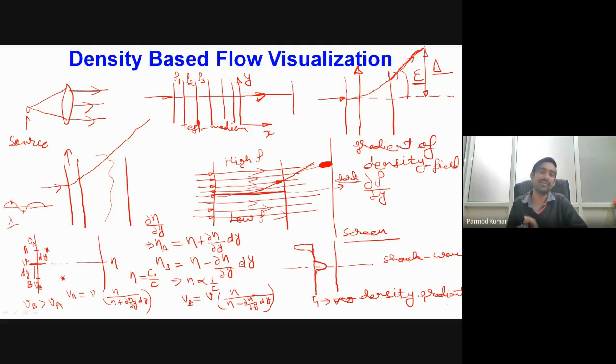So we can also employ techniques based on the measurement of change in phase shift, and that can also be employed to visualize our flow field. This is the whole idea of density based flow visualization techniques. Density is changing the value of the refractive index, which is changing the path of light travel. Based on that, we visualize the different intensity patterns of the light rays on our screen, and from that we visualize the flow field.